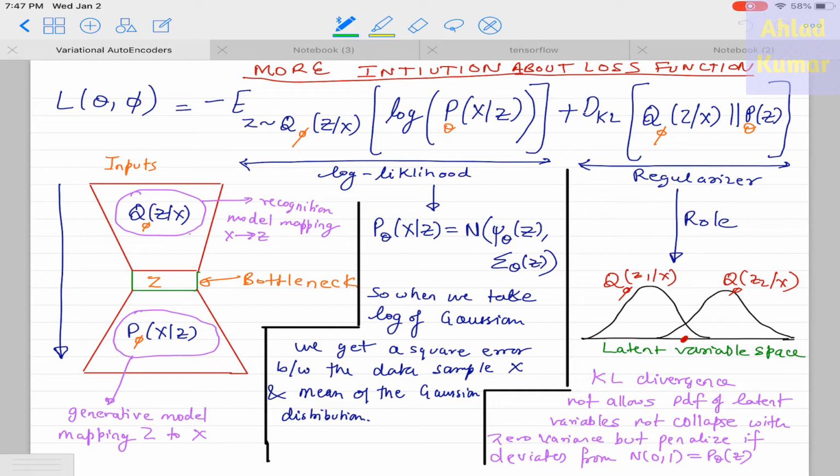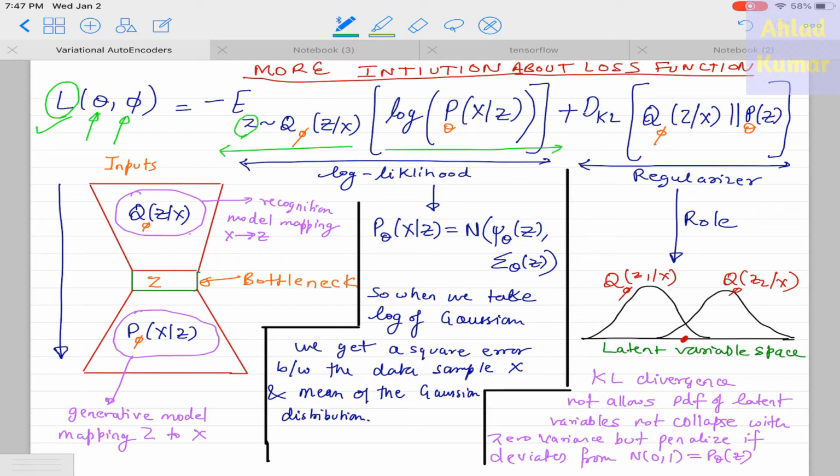So we will try to gain some intuition about this loss function which is given over here, and we will see what the individual terms of this loss function mean. As you can see, the loss function is dependent on theta and phi. These theta and phi are the network parameters that are to be learned. So that's why it's a function of theta and phi.